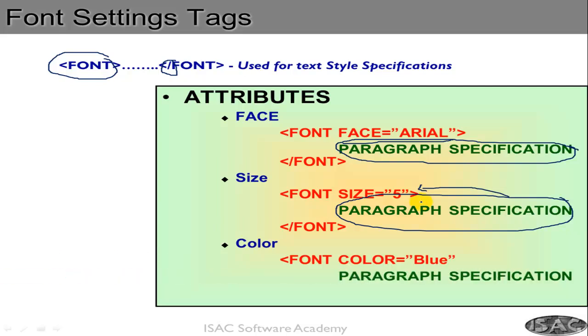Next is color. I want this text to look in a blue color. So what I will do is just put color as blue, and this paragraph will look not green but blue. This is the way you can change your text to a color called blue, or size 5, or Arial. You can use just face, you can use just size, you can use all three together. It is perfectly fine.